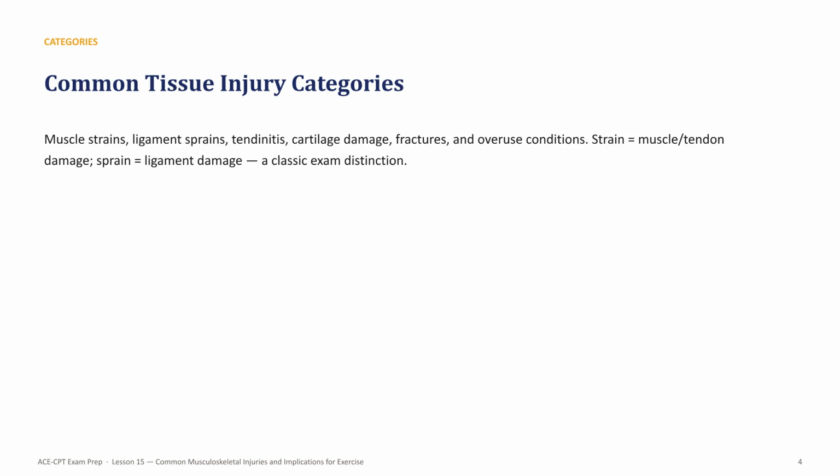Now, here's a classic exam distinction, so let's make sure it sticks. A strain is damage to muscle or tendon. A sprain is damage to ligament. Same sounding words, completely different tissues involved. If you remember nothing else from this slide, remember that one distinction. It shows up constantly on certification exams, and it matters for how you talk to clients about their own injuries, too.